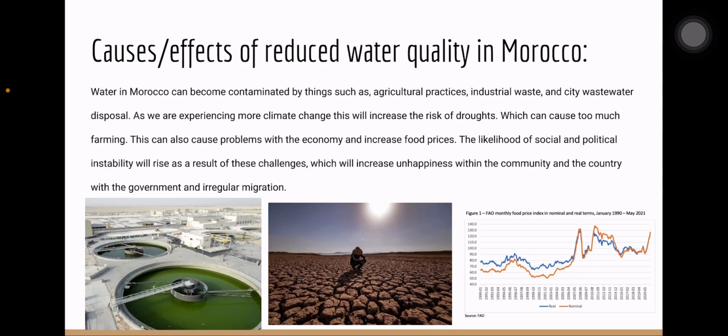Causes and effects of reduced water quality in Morocco. Water in Morocco can become contaminated by things such as agricultural practices, industrial waste, and city wastewater disposal. As we are experiencing more climate change, this will increase the risk of droughts, which can cause too much farming.